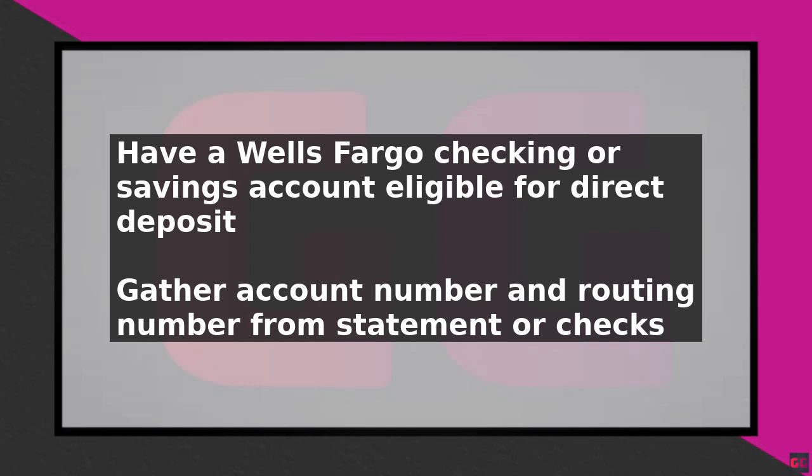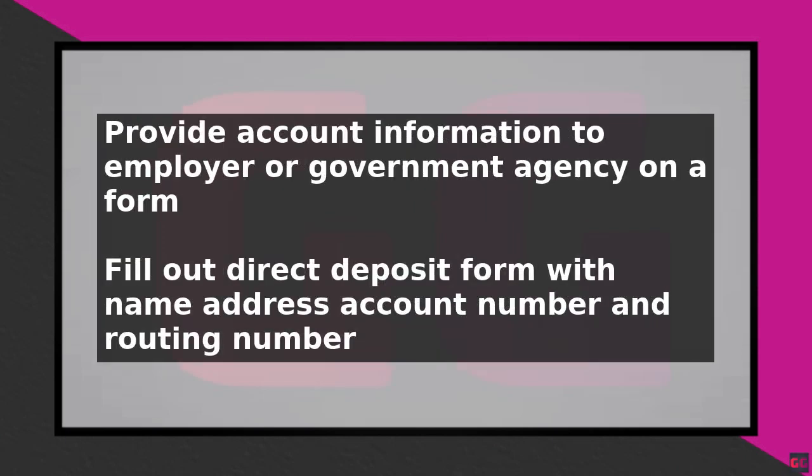If you do not have an account, you can visit the Wells Fargo website or stop by a local branch to open one. Next, you will need to obtain your account number and routing number. Your account number can be found on your account statement or on the bottom of your checks. The routing number is also located on the bottom of your checks or on the Wells Fargo website.